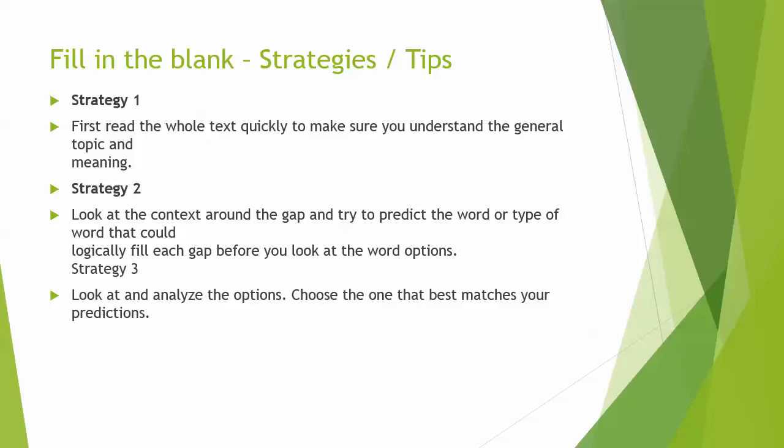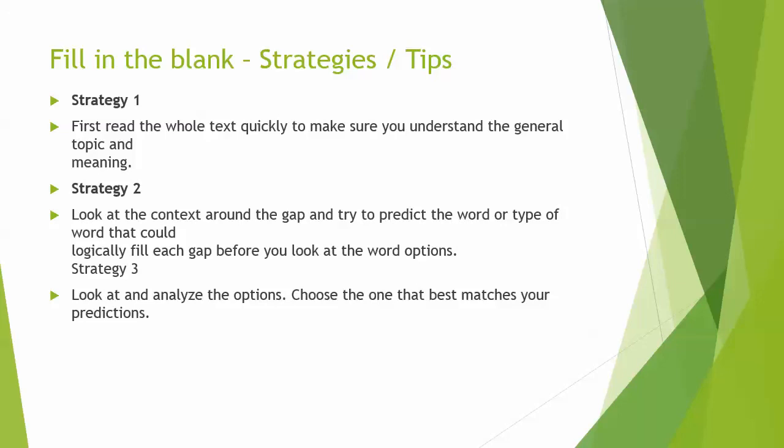That's it. The number two strategy is to look at the context around the gap. What is the fill in the blank given, and what are the options given below the passage? Try to predict the word, or the type of word, that could logically fill each gap before you look at the word options. As I mentioned earlier, if you have the habit of reading many passages and articles, by just skimming the passage at first glance, there is a chance that you can fill in 2 or 3 blanks from the options given to you. That would save a lot of your time.